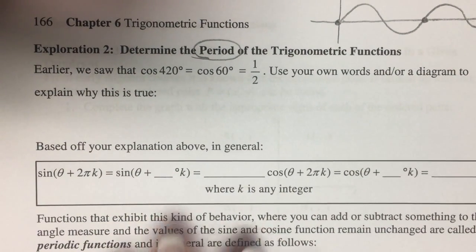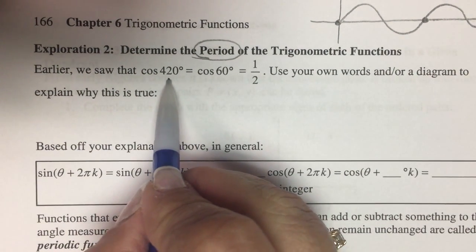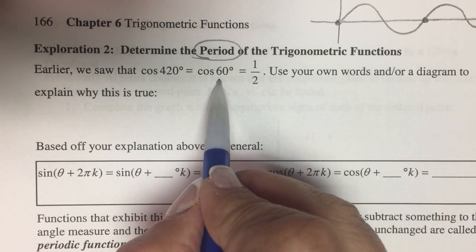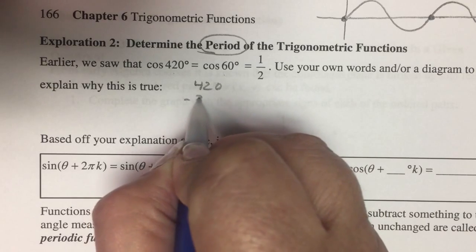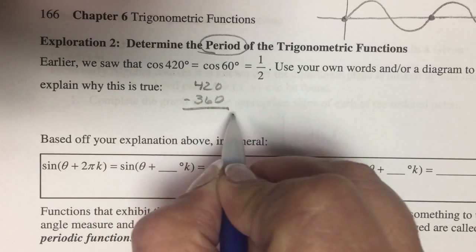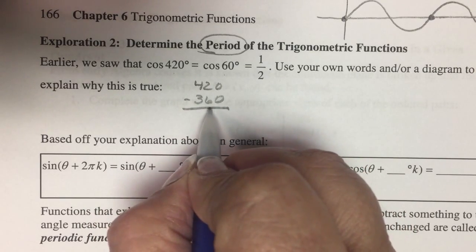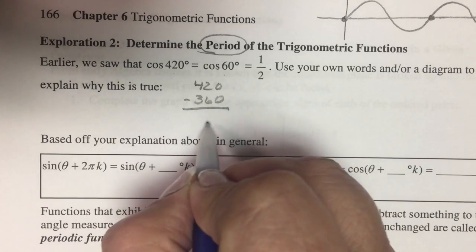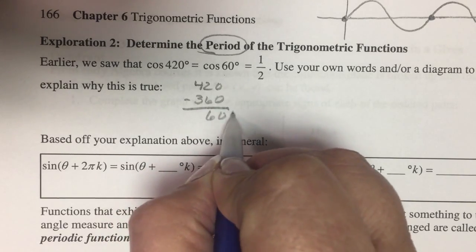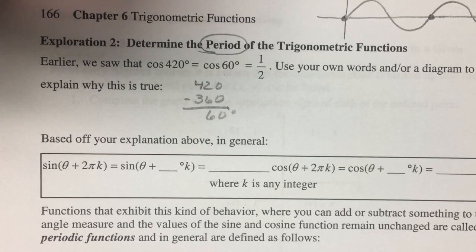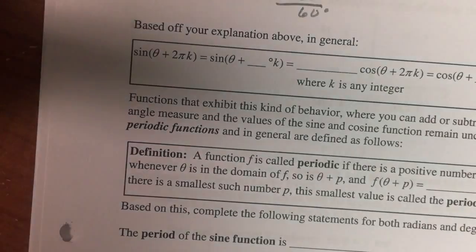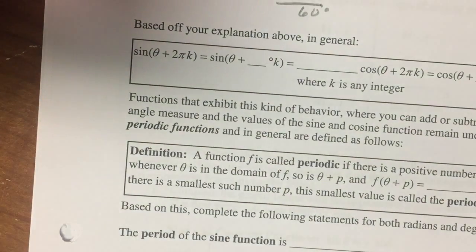So earlier we saw that the cosine of 420 is the same thing as the cosine of 60. How did we get from 420 to 60? Remember what we did is we just subtracted 360 because that is one full circle around. So when you subtract 360 or when you add 360, you get virtually the same angle.